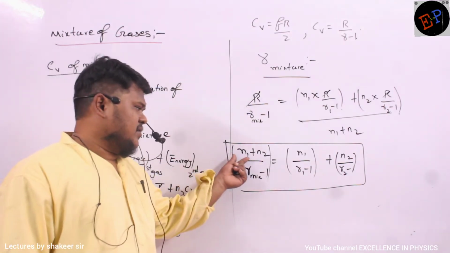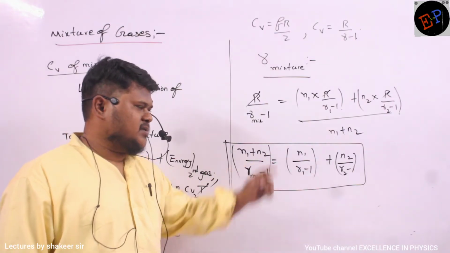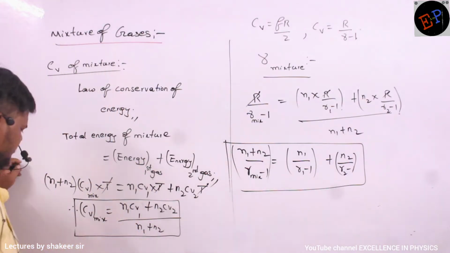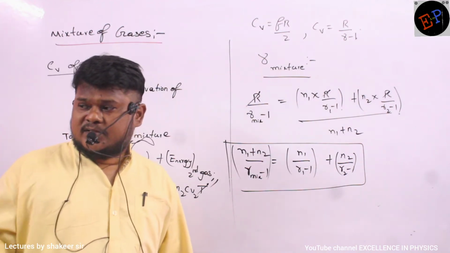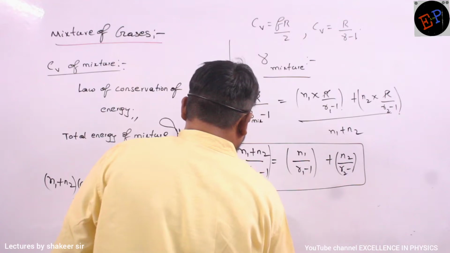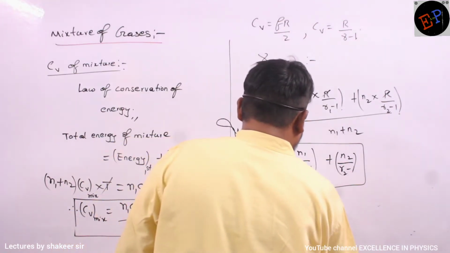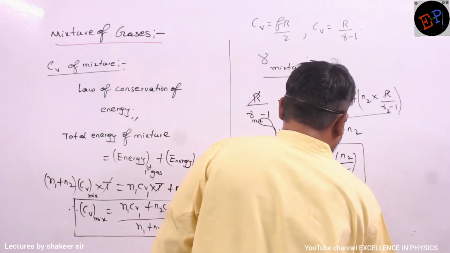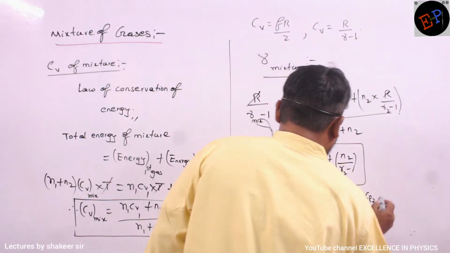So (N1 plus N2) divided by (gamma of mixture minus 1) is equal to N1 by (gamma 1 minus 1) plus N2 by (gamma 2 minus 1). All these calculations we have done for CV of the mixture, no? The same calculations you can do for CP of the mixture also. We will get the same format of equation. Similarly, CP of the mixture is equal to (N1 CP1 plus N2 CP2) divided by (N1 plus N2).